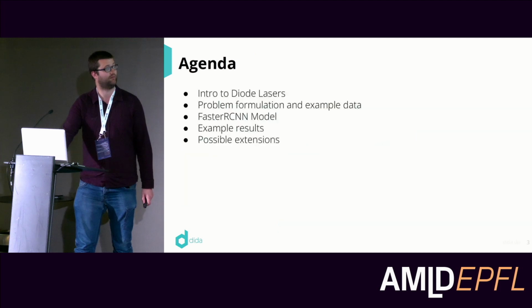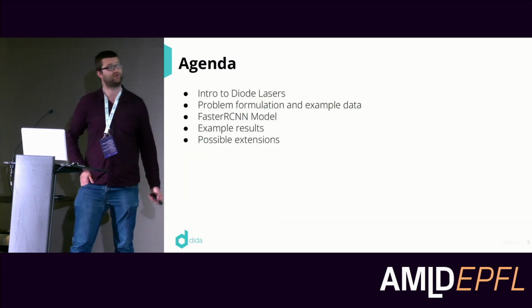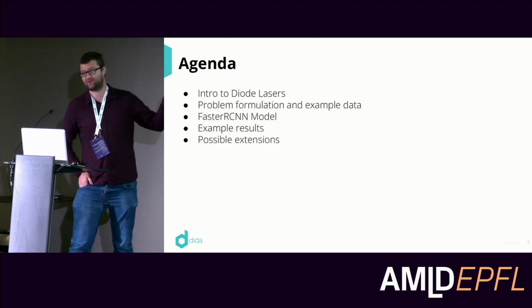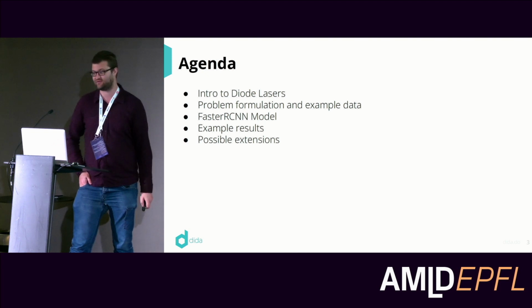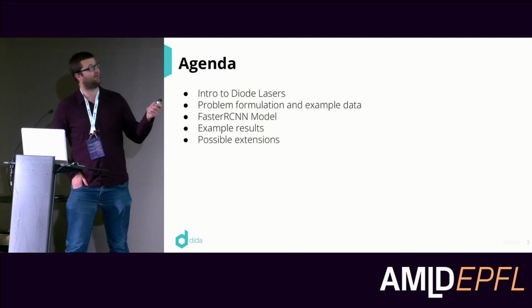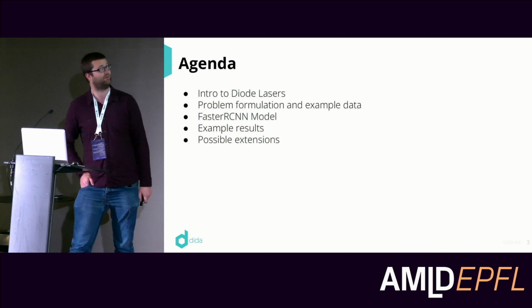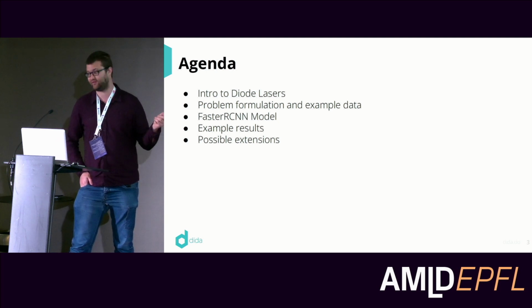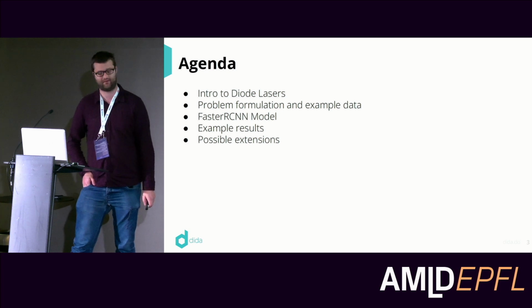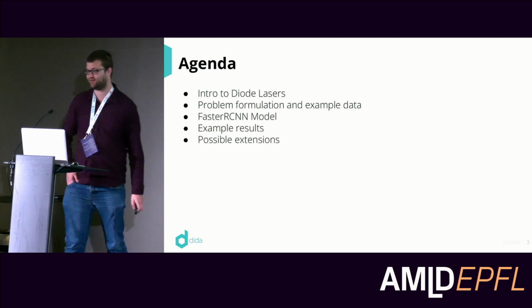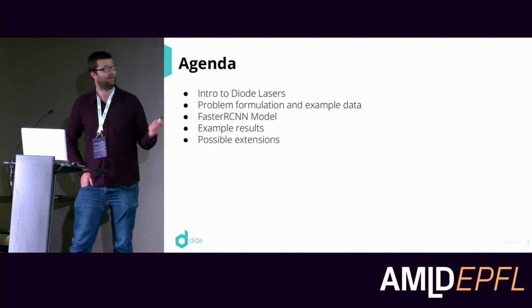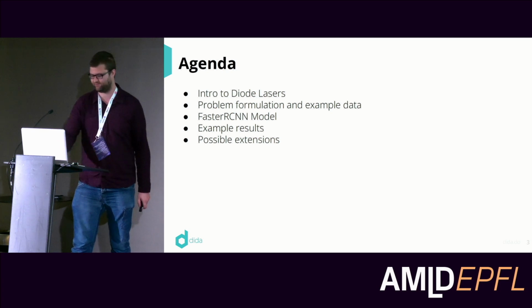Okay, so I'll just have a brief overview of what we'll talk about. First of all, I'll give a really short introduction to what a diode laser is. I'll explain the problem and show you some example data. I'll show you how we solve the problem, which is a Faster R-CNN, a pretty standard object detection model, and then show some results, possible extensions and conclusions.